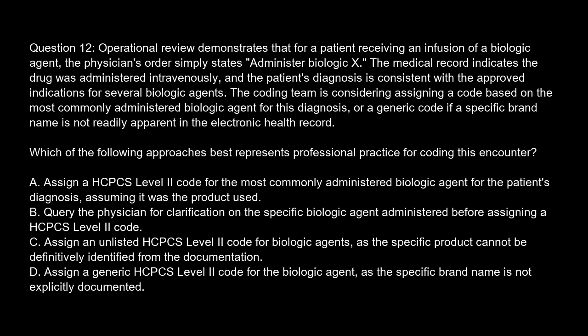Option A. Assign a HCPCS Level II code for the most commonly administered biologic agent for the patient's diagnosis, assuming it was the product used. Option B. Query the physician for clarification on the specific biologic agent administered before assigning a HCPCS Level II code. Option C. Assign an unlisted HCPCS Level II code for biologic agents, as the specific product cannot be definitively identified from the documentation. Option D. Assign a generic HCPCS Level II code for the biologic agent, as the specific brand name is not explicitly documented.